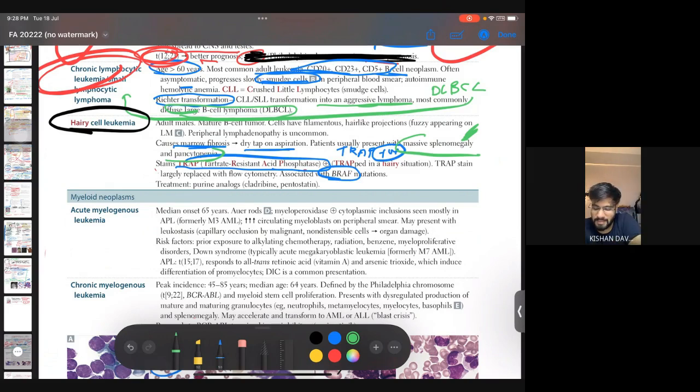Sometimes they might not give you TRAP positive. They might not give you the name hairy cell leukemia. They will give you pancytopenia, it is a B cell tumor, there was massive splenomegaly. Make the diagnosis: hairy cell leukemia is the diagnosis.